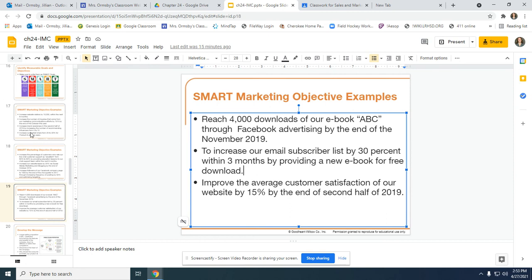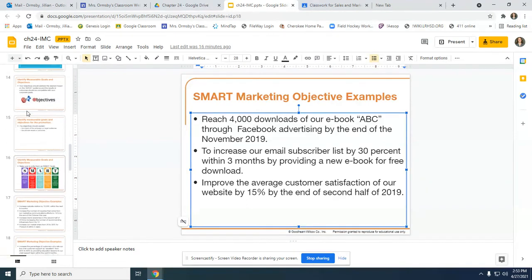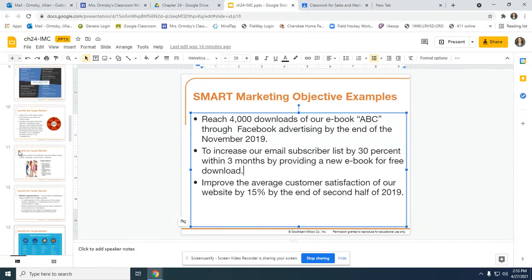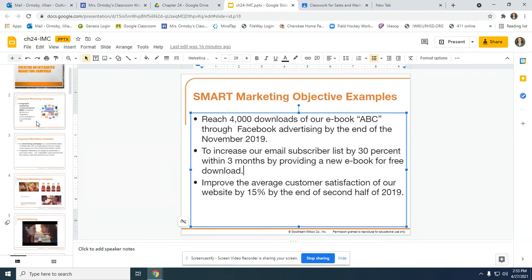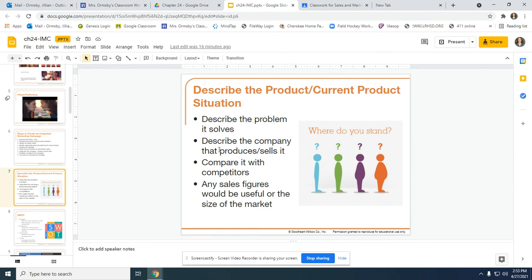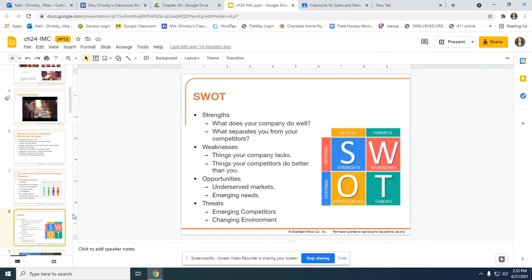So, what I want you guys to do is, I want you to go back into your project and look at your company description. Who is your company? Really look at what you wrote down, and then take a really good look at your SWOT analysis. What are your strengths? What are your weaknesses? What are your opportunities? What are your threats? Look at some of these opportunities and incorporate them into your goals that you are setting.